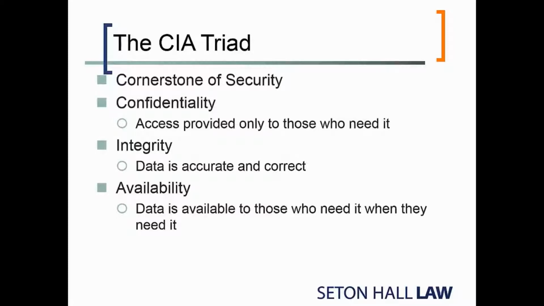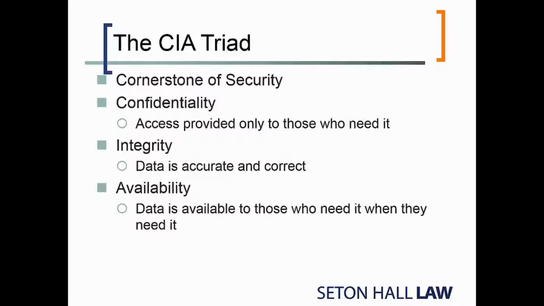This, from an organizational perspective, is what the purpose of cybersecurity is. Of course, you're managing risk, but how are you managing risk, and what are you trying to do? Confidentiality: access to data is provided only to those who need the data. Integrity: the data is accurate and correct. And availability: the data is available to those who need it when they need it.